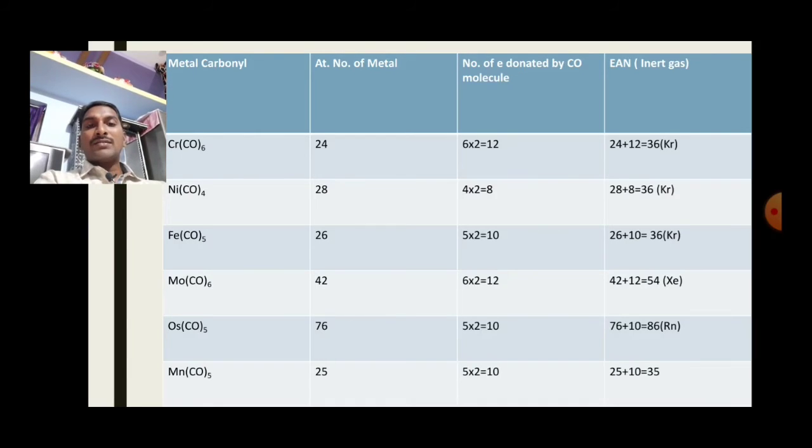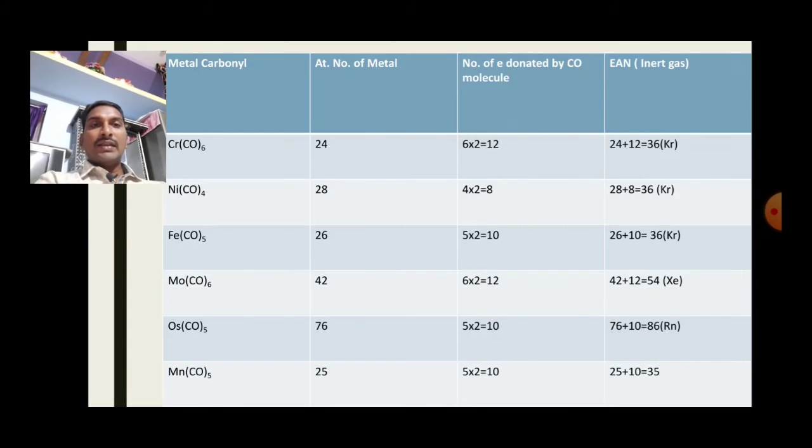Another example, in the last row, is Mn(CO)5. Here the atomic number of Mn is 25, and it gains 10 electrons from the 5 carbon monoxide molecules. Therefore its electronic configuration is 25 plus 10, that is 35. It is not the electronic configuration of an inert gas. It is an exception. In all of the other examples, the atomic numbers of the metals are even numbers: 26, 24, 28, 26, 42, 76.